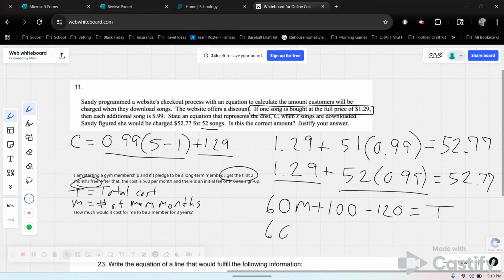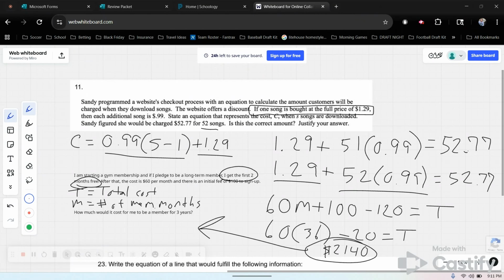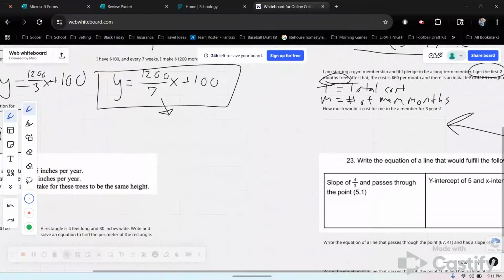So then you'd say 60 times the number of months. I'll combine those like terms, minus 20. And that's what? 2160, so 2140. $2,100 for gym membership for 3 years. You'd be so jacked at the end of that. But it's just a matter of making sure that the units match before you combine things together.